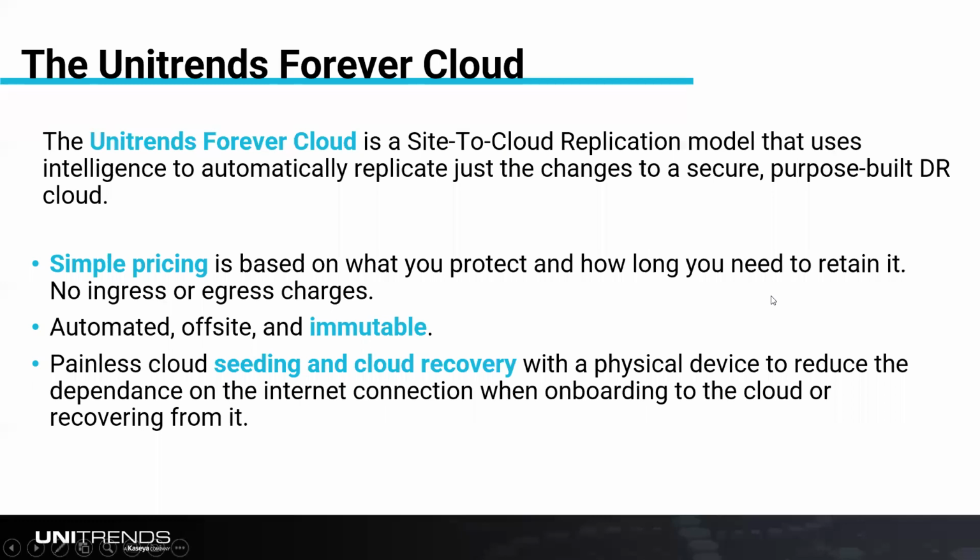So as we think about how can I get my data offsite and how can I know that it's immutable, which is a key part of the ransomware strategy that's out there, is that your data has to be out of the network and you can't touch it. The Unitrends Forever Cloud provides a vehicle to be able to make that happen with simple pricing, with automated offsite immutable storage, and we help you get it in and out of the cloud without a bunch of headaches.